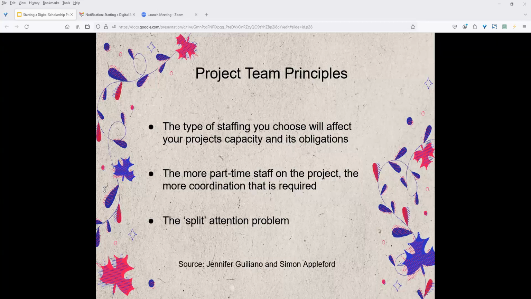So, project team principles. The type of staffing you choose will affect your project's capacity and its obligations. You can have a good idea, but is your website designer still learning web design? That could be a problem. That will impact your workflow, to be sure. The more part-time staff on your project, the more coordination is required by the project manager. And that involves more stress all around, seeing it up close and personal, let me tell you. The split attention problem: are you having too many things on your plate as you're moving forward? Because then you can lose focus on what your goals are.